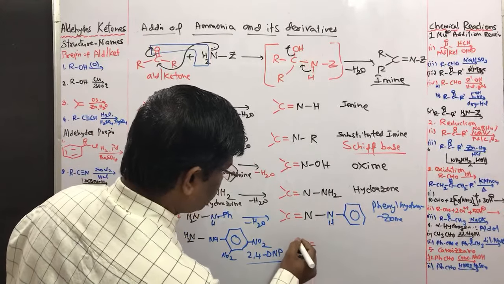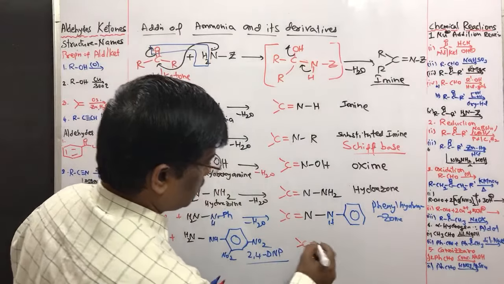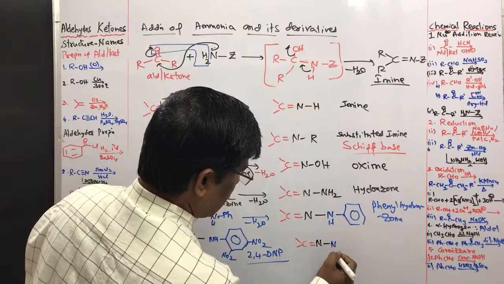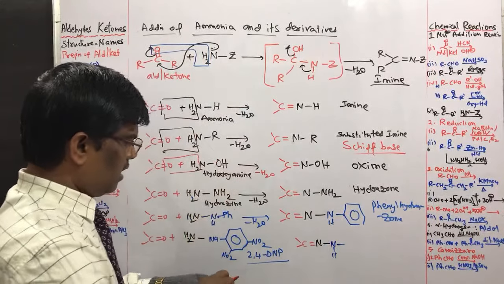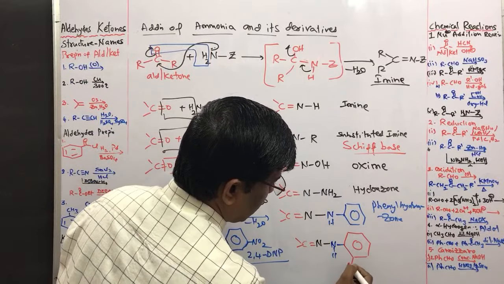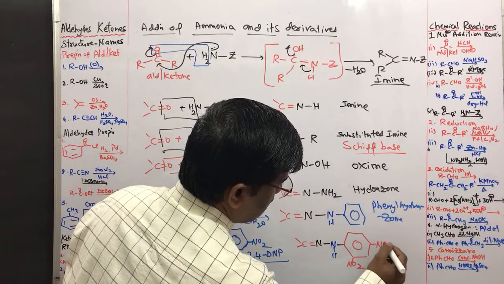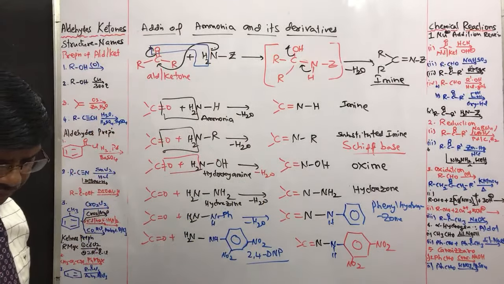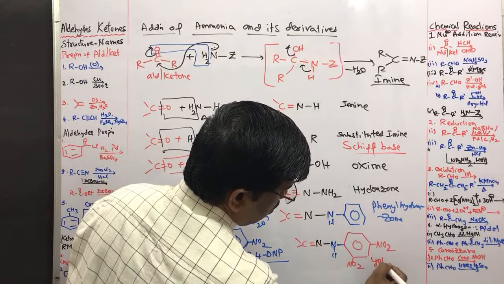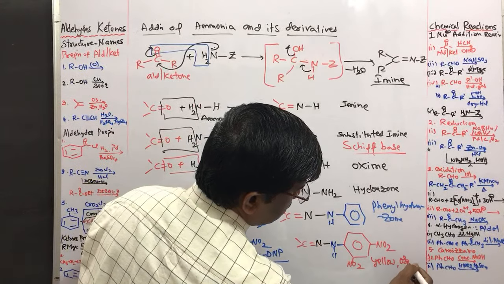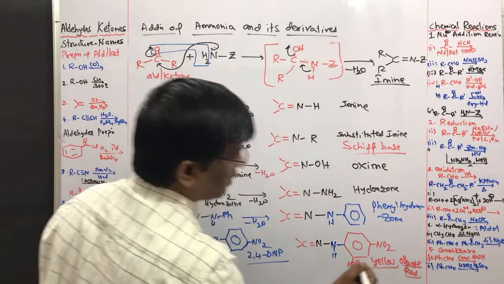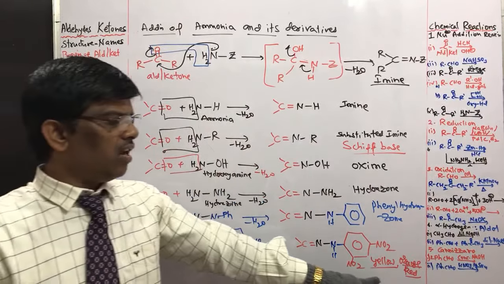hydrazone, nitrogen, and this is NH, and remaining, it is 2,4-dinitrophenylhydrazone. It is bright yellow, orange, red. So it is going to give different colors, yellow, orange, red.